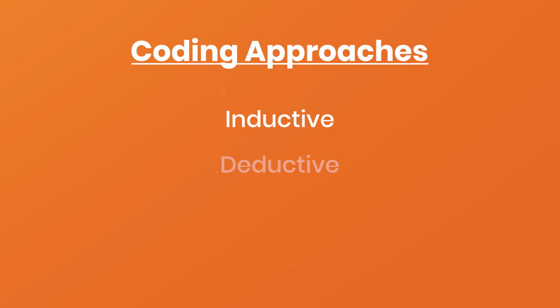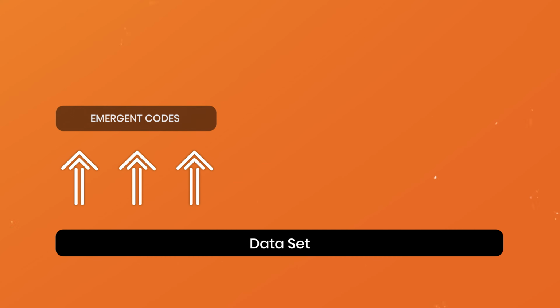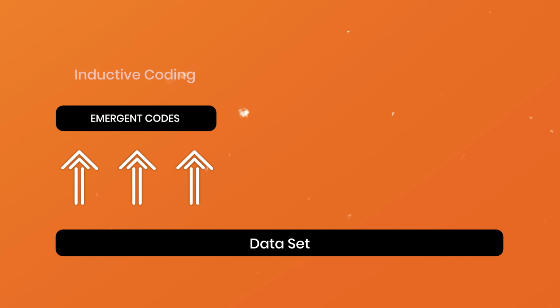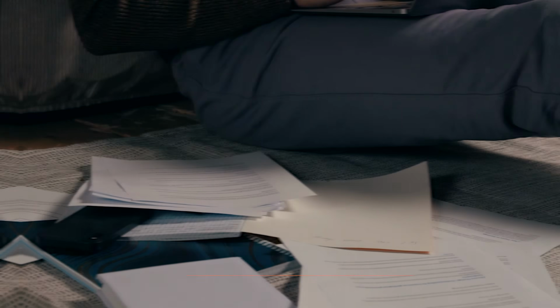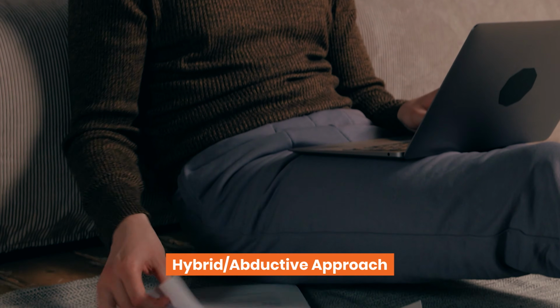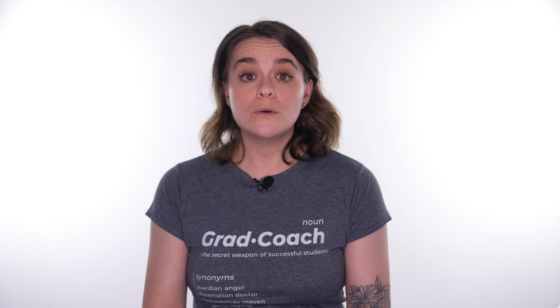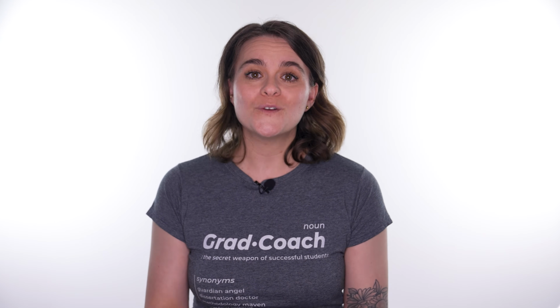When it comes to qualitative coding, you can take an inductive, deductive, or hybrid approach. In other words, you can allow your codes to emerge from the dataset itself. This would be inductive. Or you can approach the dataset with a predetermined set of codes based on an existing theory or theoretical framework. This would be deductive. Alternatively, you can take a hybrid or abductive approach, blending the two. The right approach for your project will depend on your specific research aims and research questions.